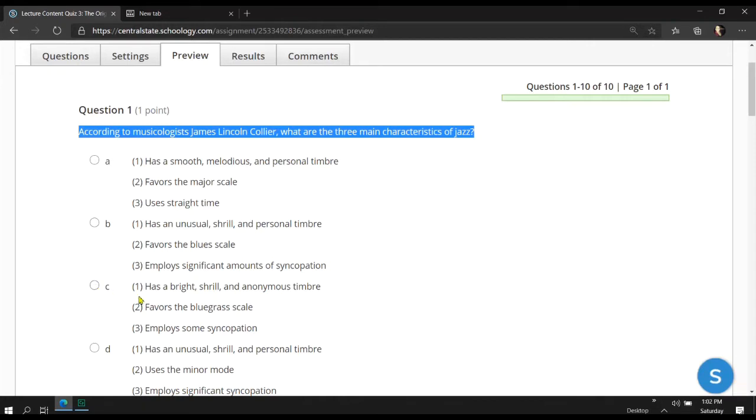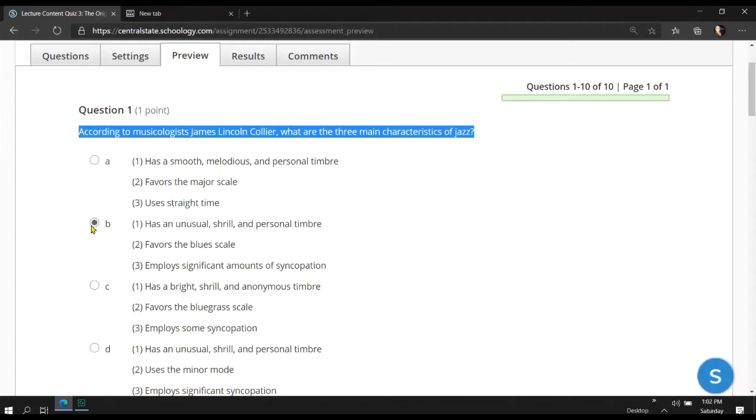Or C. 1, has a bright, shrill, and anonymous timbre. 2, favors the bluegrass scale. 3, employs some syncopation. Or D. 1, has an unusual shrill and personal timbre. 2, uses the minor mode. 3, employs significant syncopation.